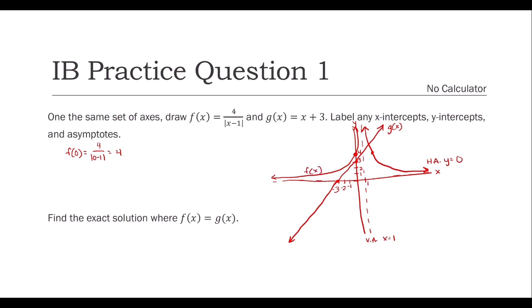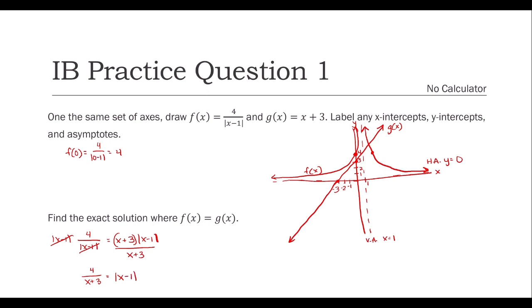So the second part says find the exact solution where f of x equals g of x. So we want 4 over the absolute value of x minus 1 to equal x plus 3. So we'll start by multiplying both sides by the absolute value of x minus 1. So that'll cancel out the x minus 1 on the left side. And then we'll divide both sides by x plus 3. So we'll get 4 over x plus 3 equals the absolute value of x minus 1.